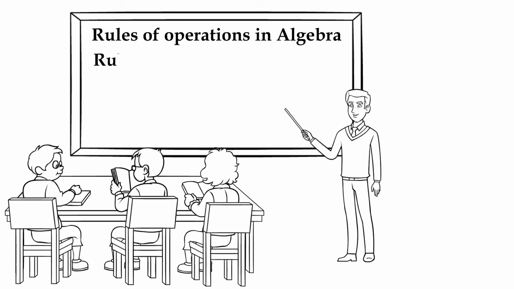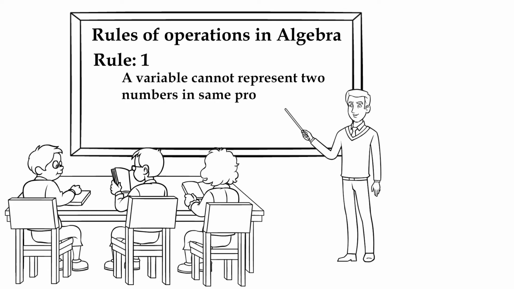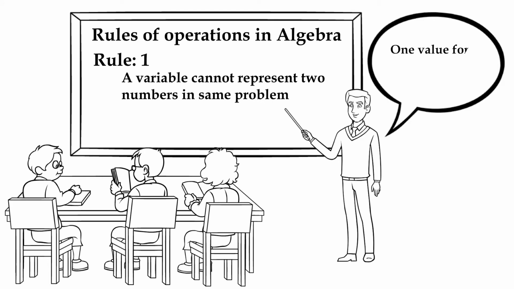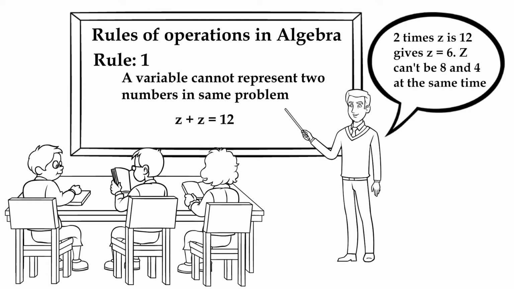Rule number 1. In a problem, a variable can represent only one value, irrespective of how many times the variable is repeated in the expression. The variable can represent different numbers in different problems, but not in the same problem. For example, in the equation z plus z equals 12, 6 plus 6 equals 12 is the only solution that makes the equation true. Even though 8 plus 4 is also 12, z cannot represent 8 and 4 at the same time.